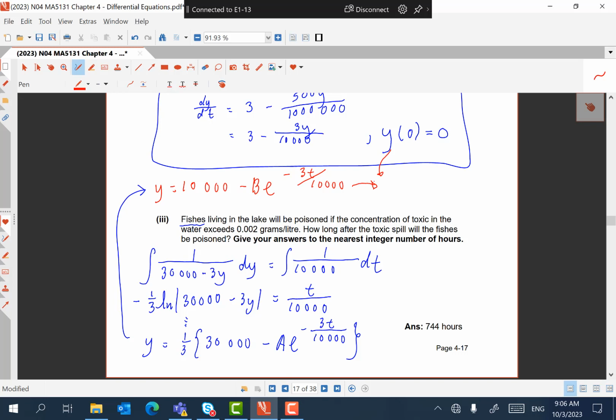Let's hear from Euler. What is b equals to? Yeah, you're right, 10,000. So therefore your y is going to be 10,000 minus 10,000 e to the power minus 3t over 10,000.